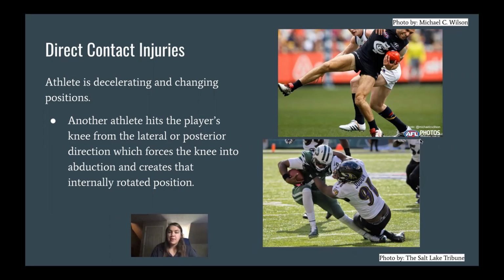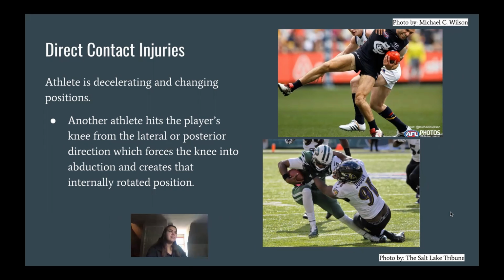Again, in this top picture, you can see that posterior force from the other athlete's leg, and you can see that the knee has been forced into obvious abduction. And then again, this tackle right here is about to force the knee into abduction.